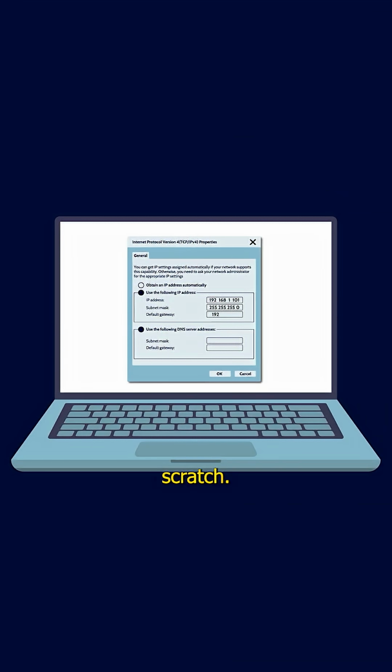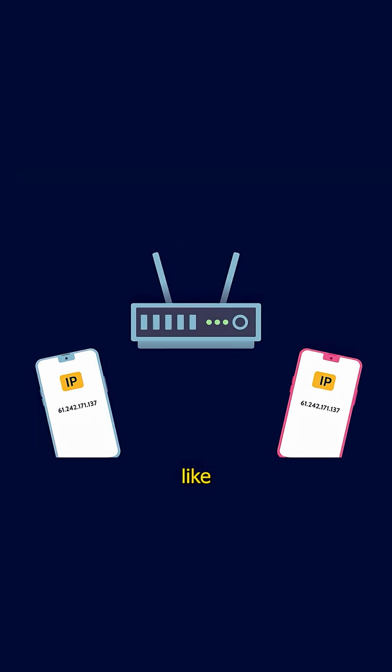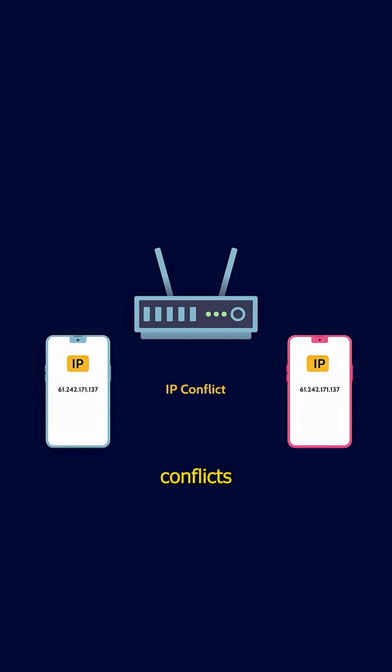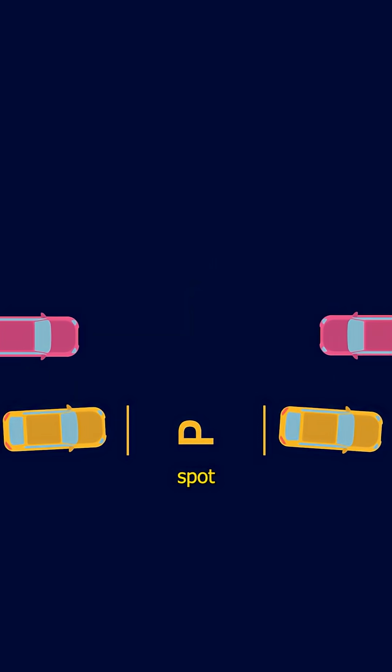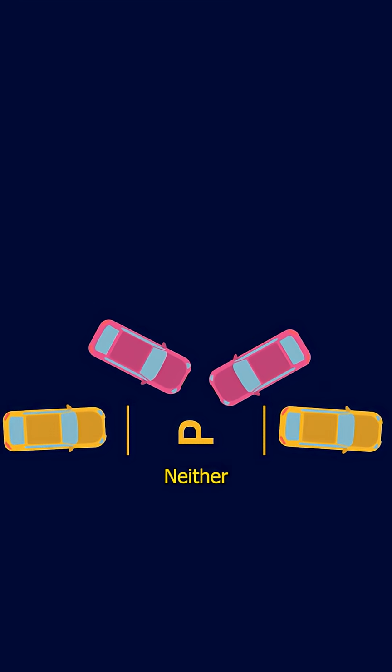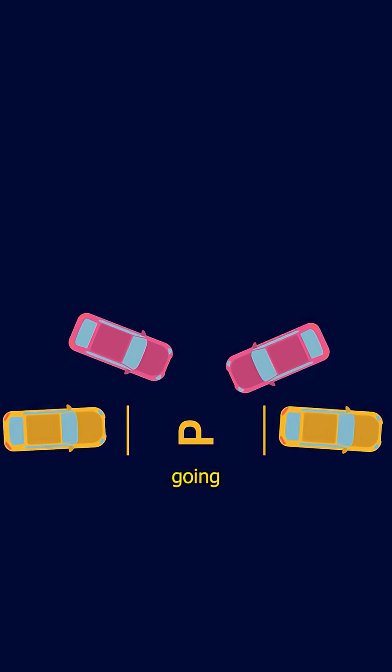everything from scratch. This chaos was not only time-consuming, but error-prone, leading to issues like IP address conflicts where two devices shared the same IP address. Imagine assigning the same parking spot to two cars. Neither is going anywhere without some honking going on.